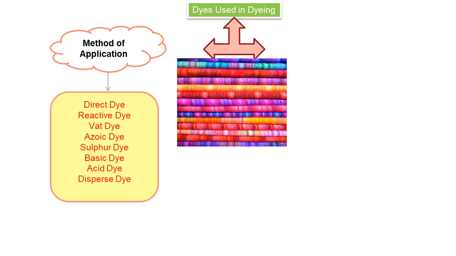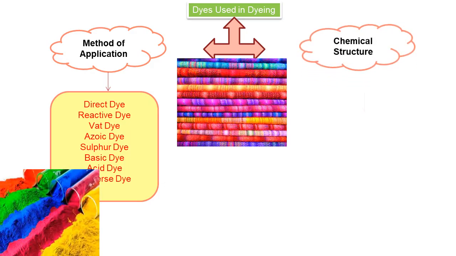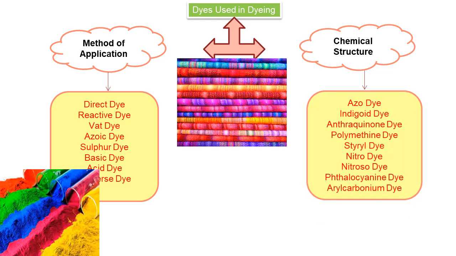The dyes used in dyeing processes can be classified based on the method of application as direct dye, reactive dye, vat dye, azoic dye, sulfur dye, basic dye, acid dye, disperse dye, etc. Based on the chemical structure, they can be classified as azo dye, indigo dye, anthraquinone dyes, polymethine dyes, stilbene dyes, nitro dye, nitroso dye, phthalocyanine dye, aryl carbonium dyes.